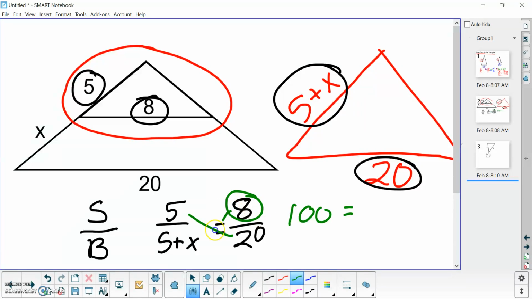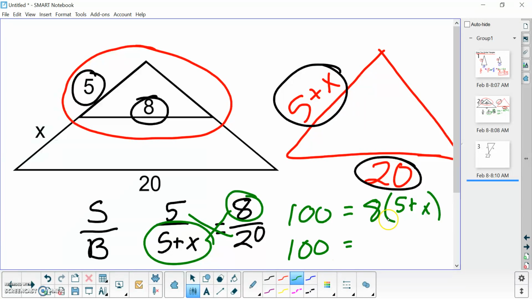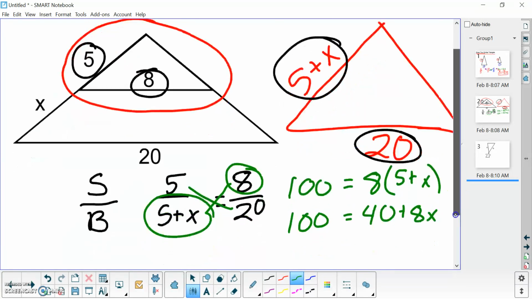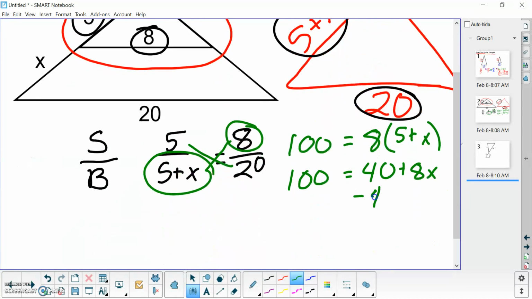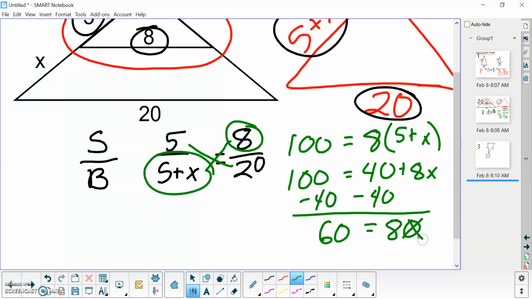Now when I multiply this way, 8 times 5 plus x, I can do this a couple ways. I could write it as just 8 times 5 plus x, or I could distribute ahead of time, but I'm going to do the distributing over here. And so this would have to mean 40 plus 8x, and then I can go ahead and solve my equation. Minus 40, 60 equals 8x, and then we can just divide by 8.